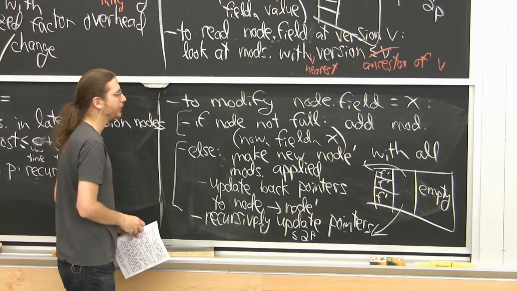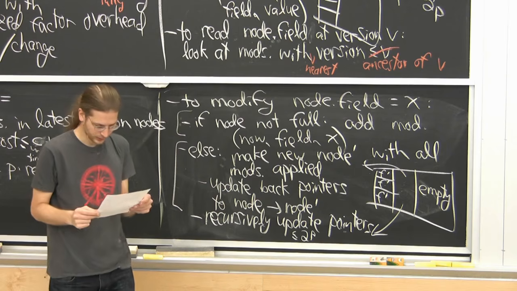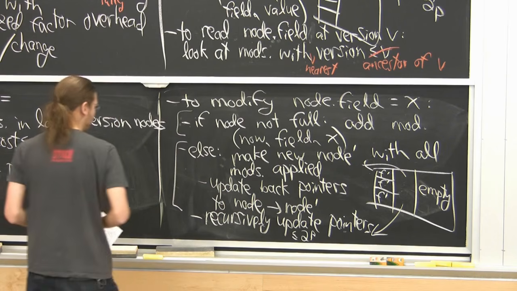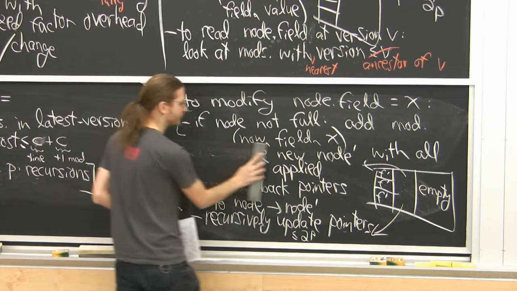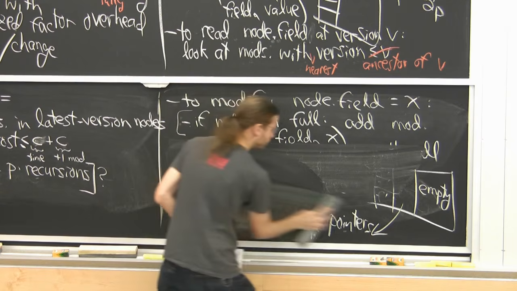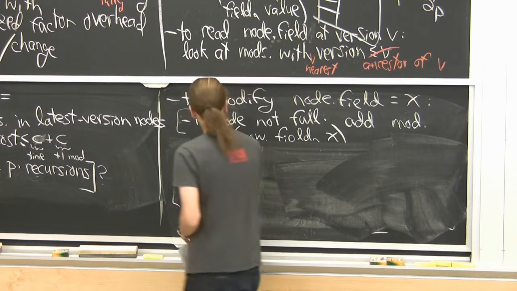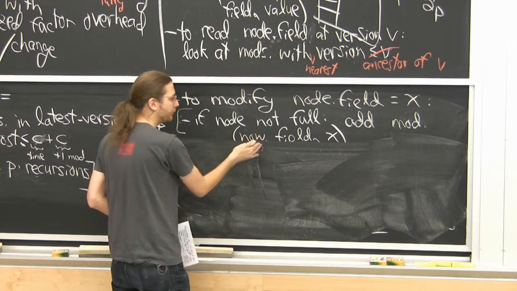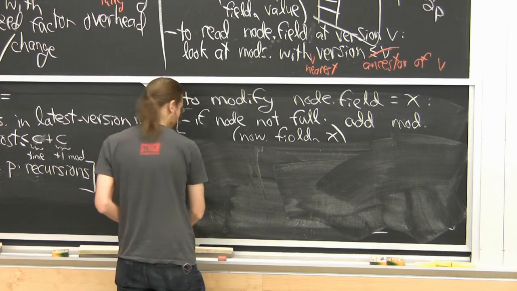Now we get to the hard part, which is modification. This is going to be different. Maybe I should just erase. Yeah, I think I'll erase everything, except the first clause. If a node is not full, we'll just add a mod, just like before. What changes is when a node is full.